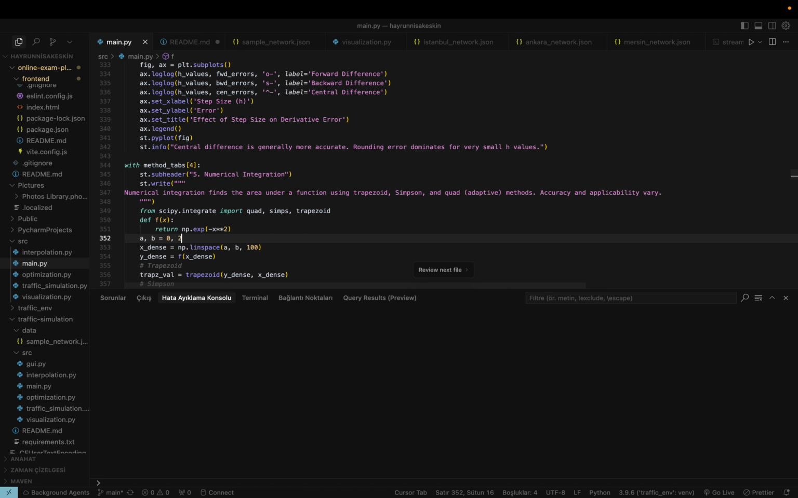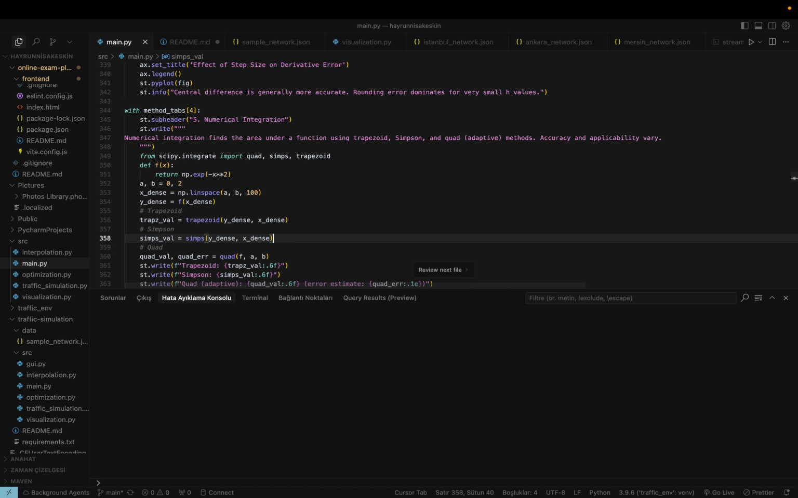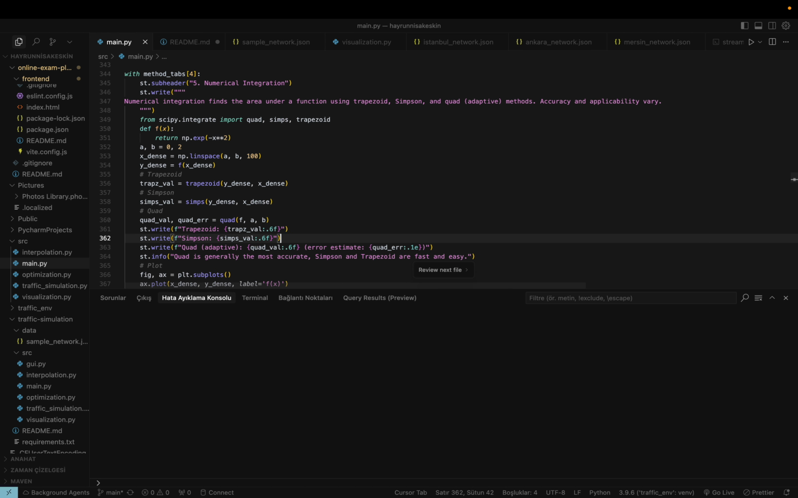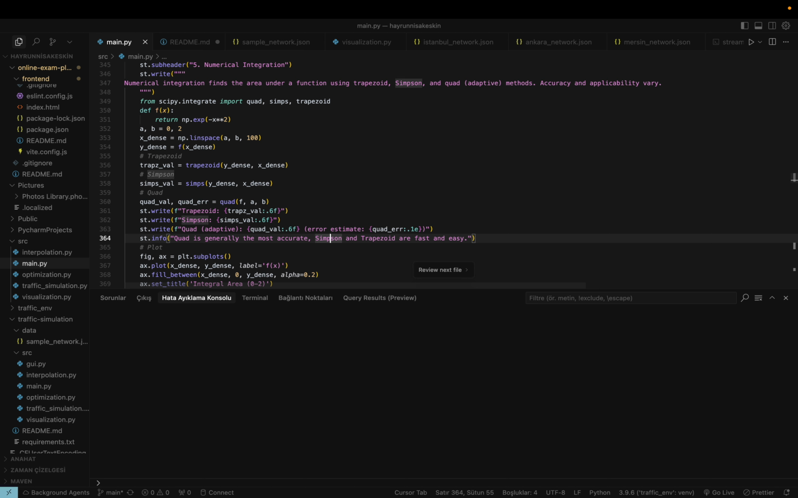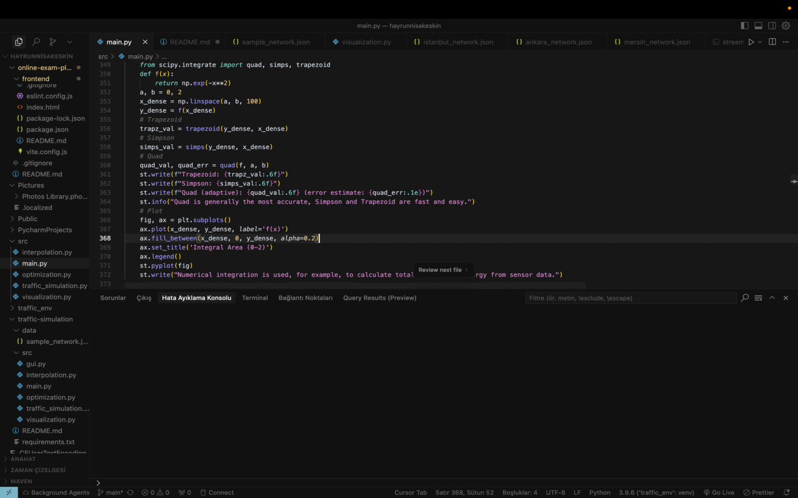We are continuing with the trapezoid formulas, the Simpson formulas, and the quad formulas. And iteration is 6f. The trapezoid values, Simpson values, and quad values are 6f, and fast and easy trapezoid, you can use every time, and plots.